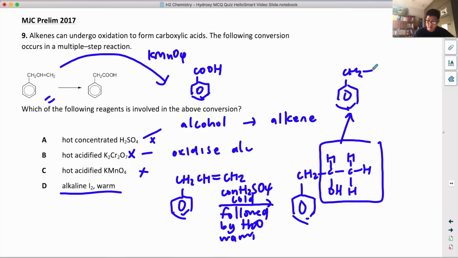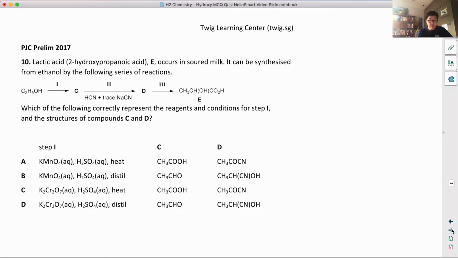So this one you still get C double bond O minus, right? But if you add in H plus after that, the O minus will get protonated, and then you actually end up getting COOH, right? So that's why it's definitely possible. Okay, so the answer is D for this. Okay, let's try question 10.